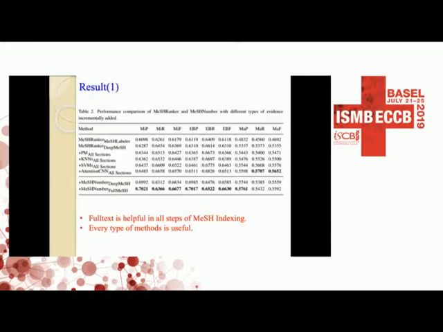Here is the result. We can see basically full text is very helpful in all steps of MeSH indexing, including generating candidate MeSH terms, ranking the MeSH terms, and learning the number of MeSH terms. Also, we include a lot of different types of methods, including pattern matching, KNN, SVM, and also the deep model. So all these models are useful to improve the macro F-measure.